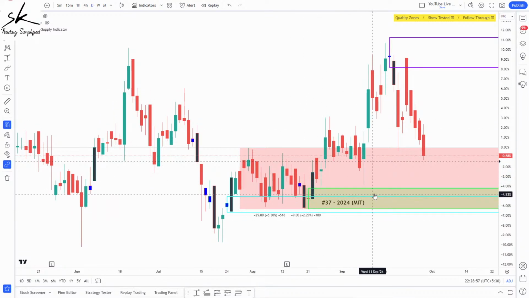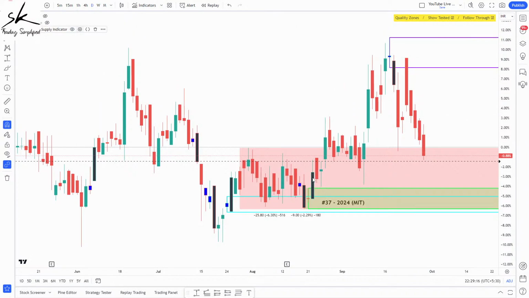But do we have multiple levels? As of now your answer will be no, because I can only see that inside of this we only have one zone. But mind you, when we talk about cases of level on top of level, it is not mandatory that the other zones be quality zones. And by default, the indicator only identifies quality zones on your lower time frame.